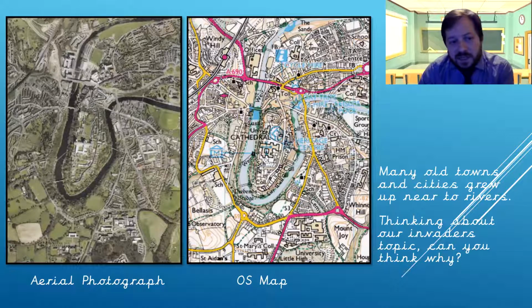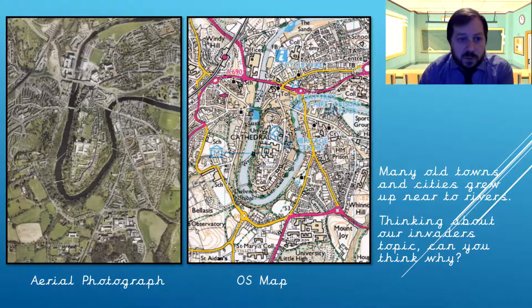Here is a really densely populated part of a map. You can see that by the amount of buildings in our OS map and how busy it is. So many old cities and towns grew up around rivers. Here you can see on our aerial photograph the river as it runs through here. You can see the same river as it comes round here and out that way. Think about our invaders topic. Think back to the Vikings. Why is that? Can you think of a reason why that might be?